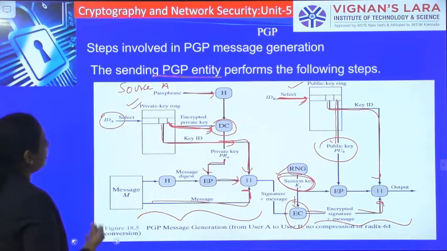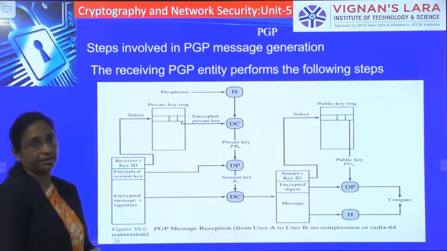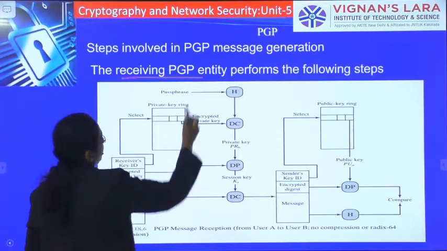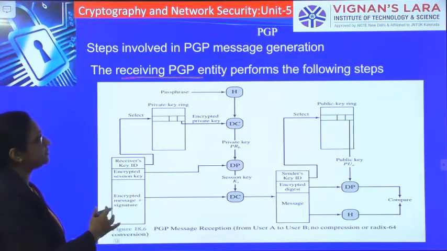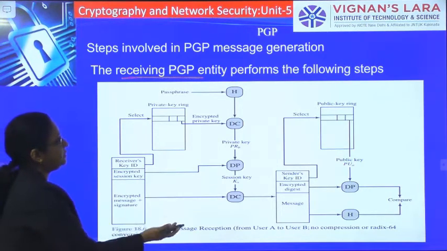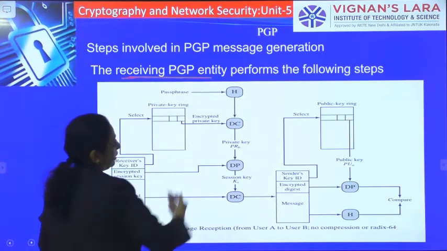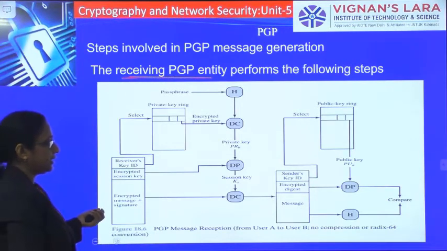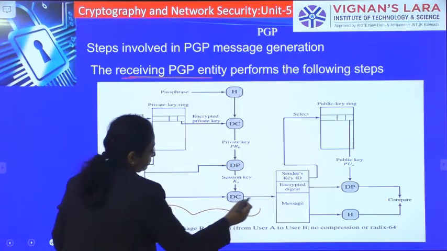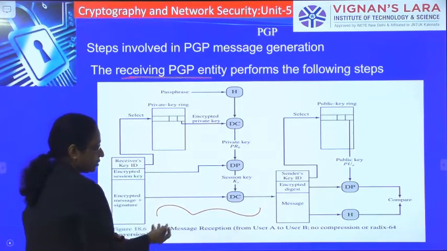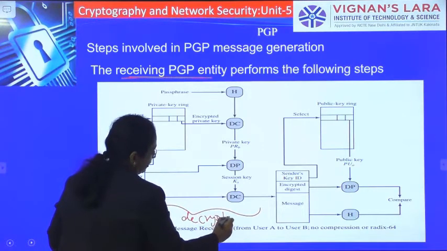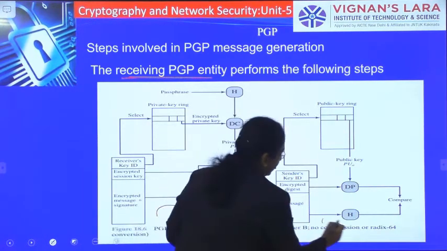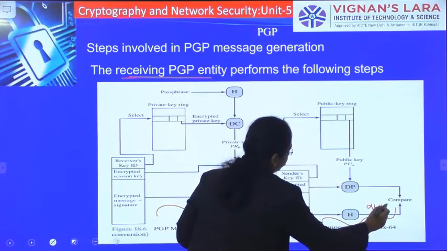Similarly, the receiving PGP entity performs the following steps. The previous slide is for the sending PGP entity, and this slide is for the receiving PGP entity. Here the receiving PGP entity first has to perform decryption. After performing that decryption, he will be doing the authentication.